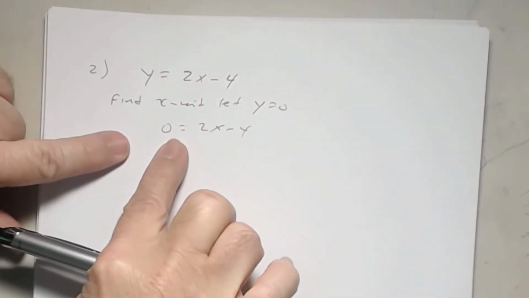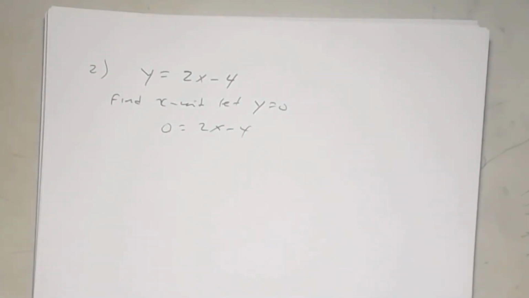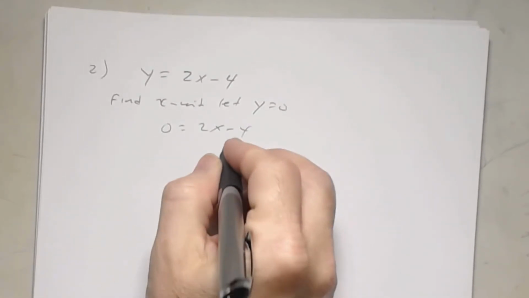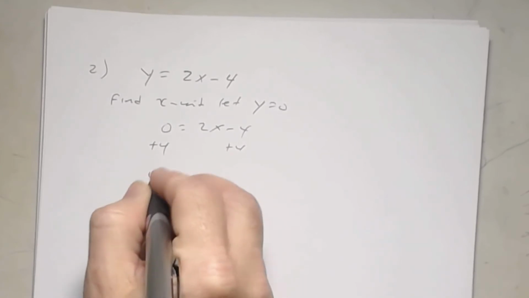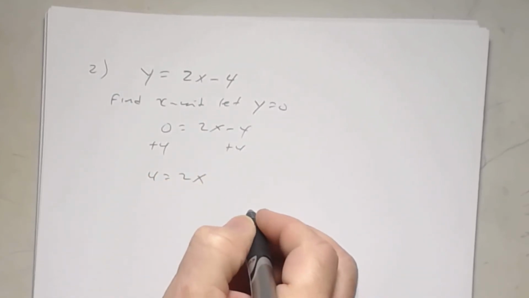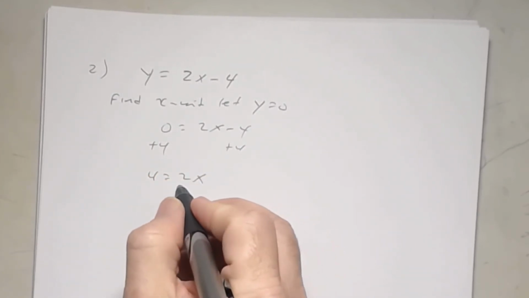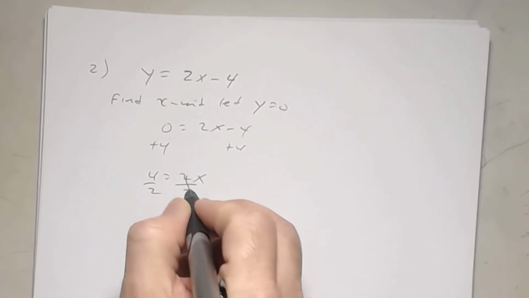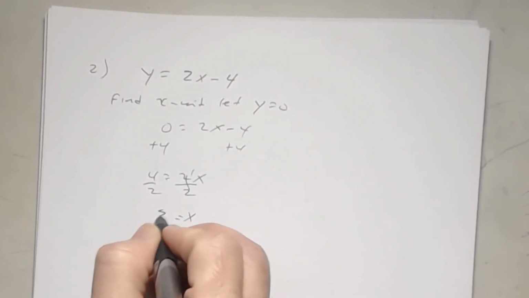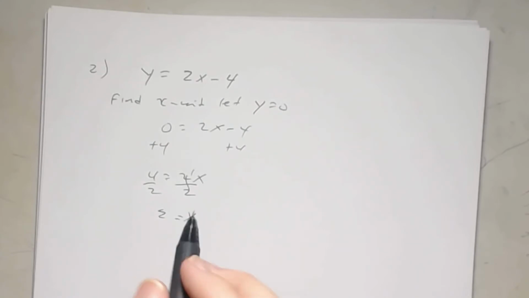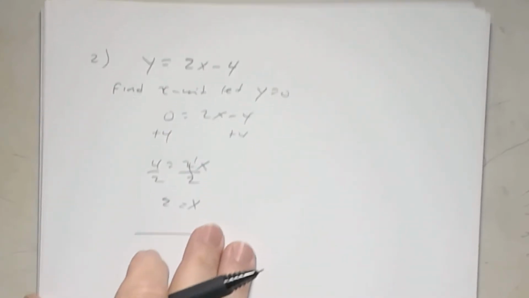Do y'all agree? All right, and then all you got to do now is just get x by itself. So how do you solve for x? Add 4 to both sides. So I get 4 equals 2x. One more step and you found the x-intercept. What's the next step? Divide by 2. So what's your x-intercept? 2. What is that as an ordered pair? (2, 0).